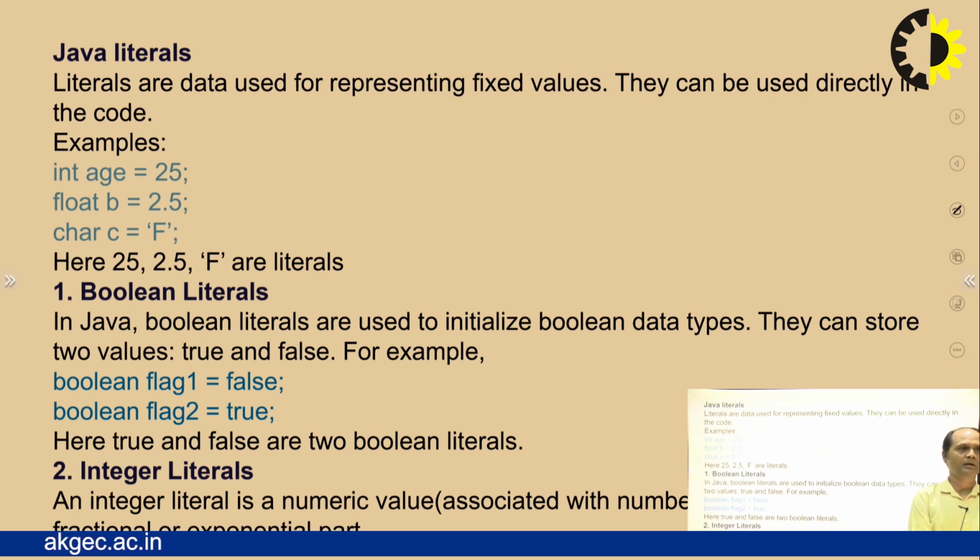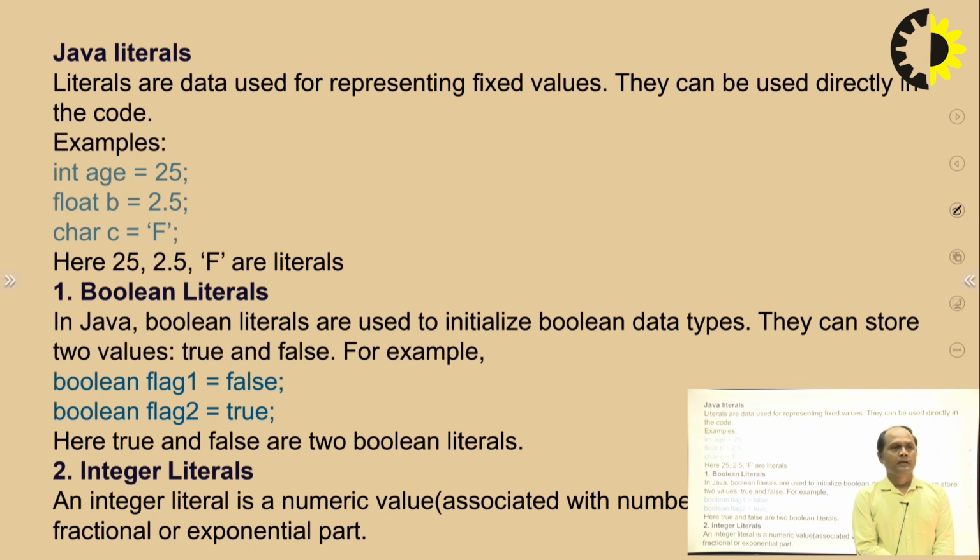Literals can be of different types. One is Boolean literals. With Boolean literals, we can initialize the Boolean data type. They can store two values, either true or false, because Boolean works on two values, either 0 or 1. 0 is called false, and 1 is called true.